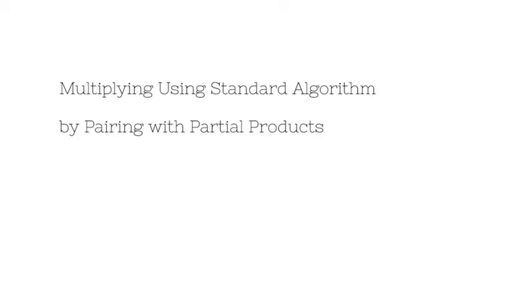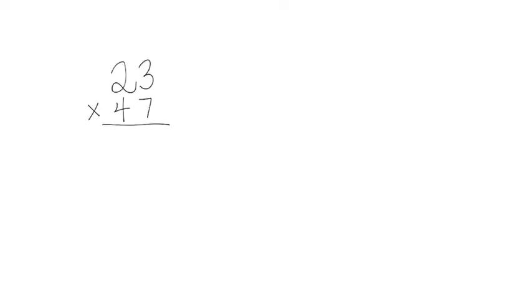Hi, welcome to multiplying using the standard algorithm by pairing with partial products. Hi, we're going to begin by multiplying a 2-digit times 2-digit multiplication problem.